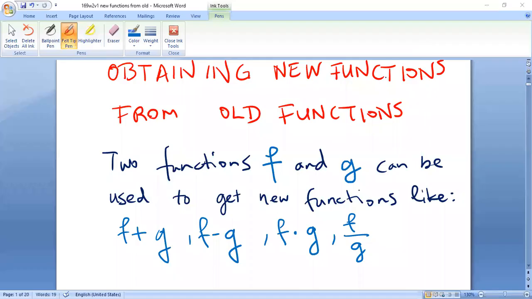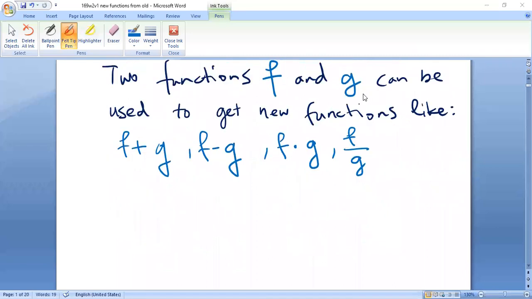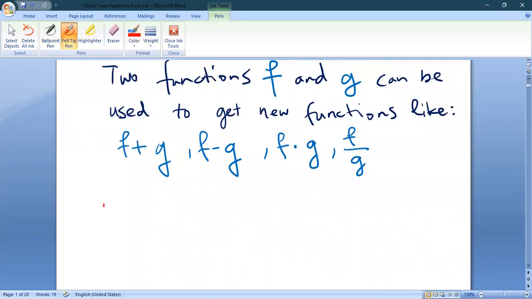Hello everyone. In this video, we are going to talk about obtaining new functions from old functions. So naturally, if we have two functions like f and g, they can be used to get new functions like f plus g, or f minus g, or f times g, or f over g, and these give really new functions.